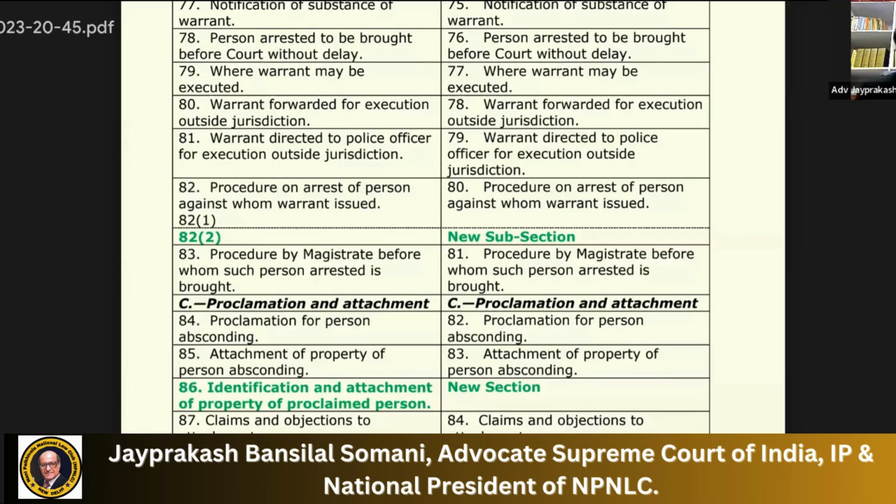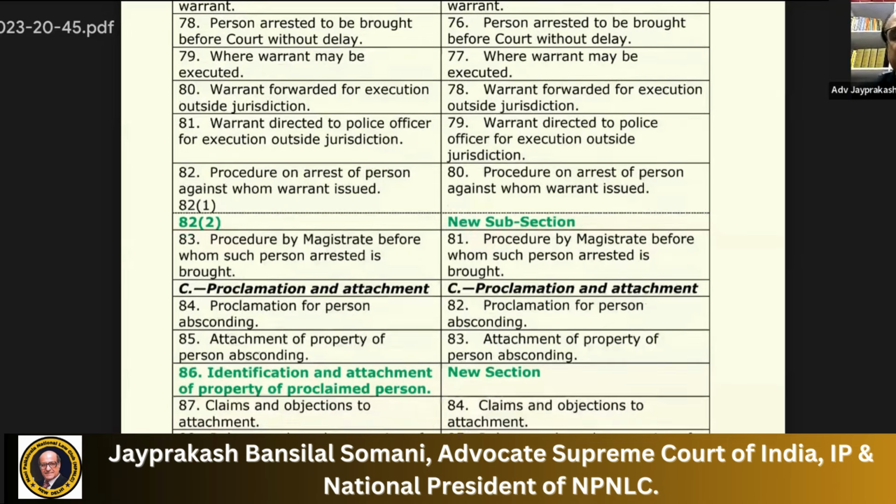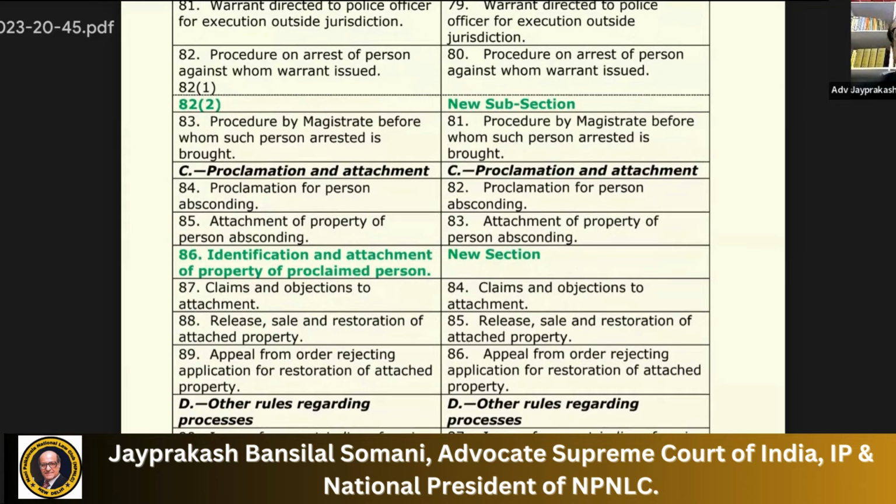C part of that 6th chapter, proclamation and attachment, not proclamation of attachment. Its corresponding section heading is also C, proclamation and attachment. Section 84 of BNSS, proclamation for person absconding. Remember this section, proclamation of person absconding. Its corresponding section was in CrPC section 82.